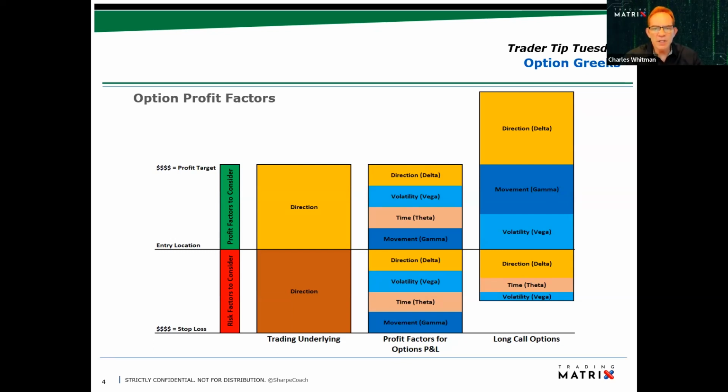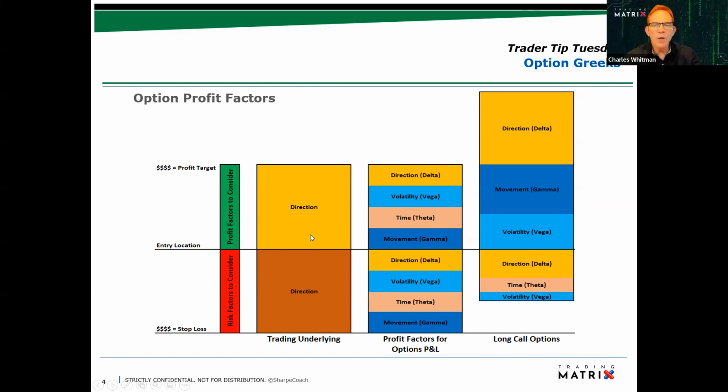So let's look at this table quickly, and we can see that if we trade direction, where we buy a stock, for example, the only way we make money is if the stock goes up. And if the stock goes down, we lose money. And our ratio of making money to losing money is 1 to 1. If the stock goes up $1, we make $1. If the stock goes down $1, we lose $1.